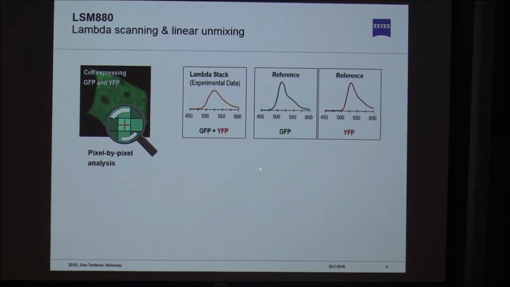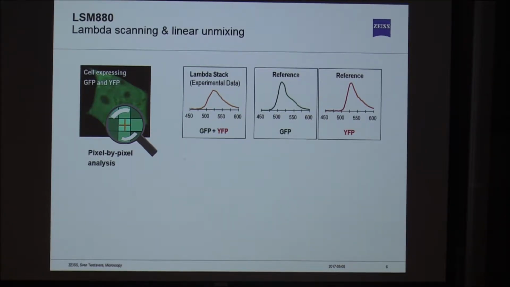So to separate it, we're going to have first 2 references. So you need 2 samples, one which is only GFP positive, one which is only YFP positive. For each of those samples, we define precisely the spectrum of the GFP and YFP respectively. These spectra are then saved in the database of the system.